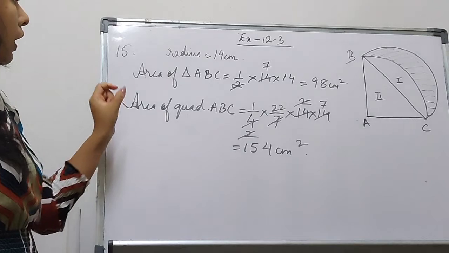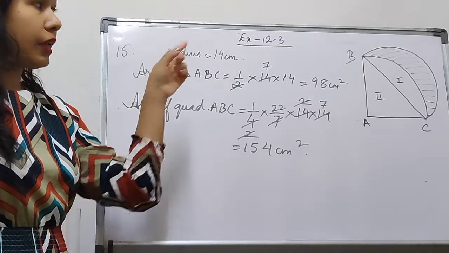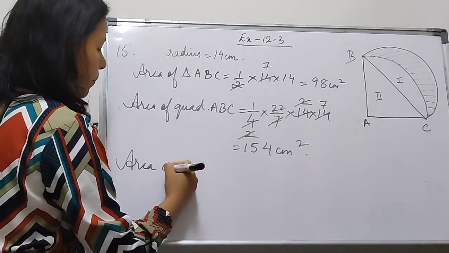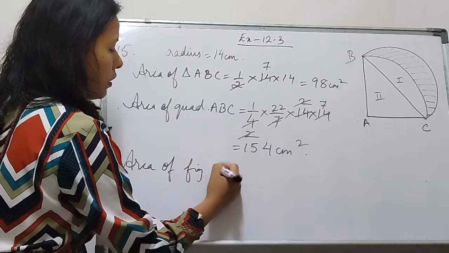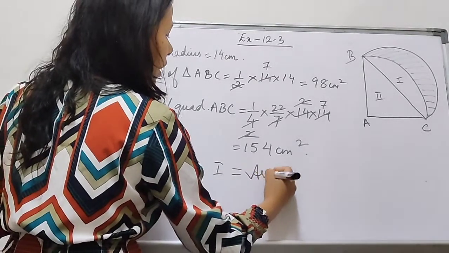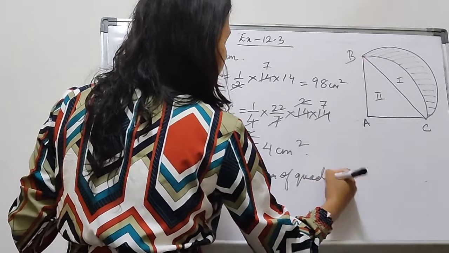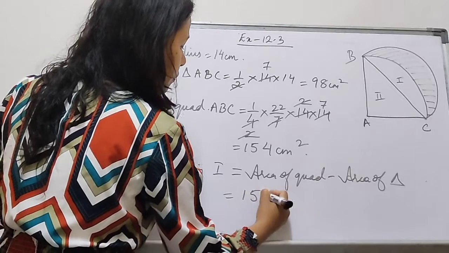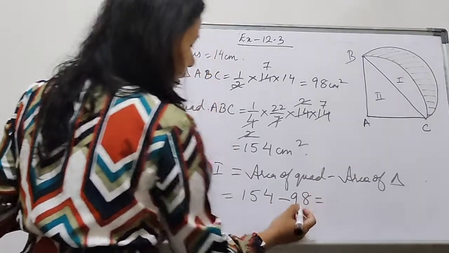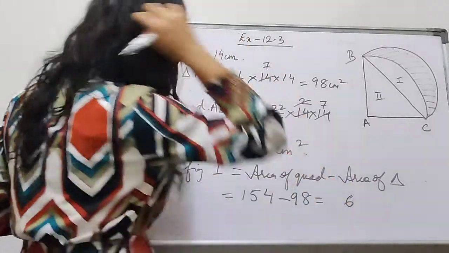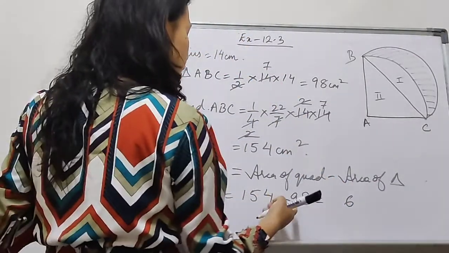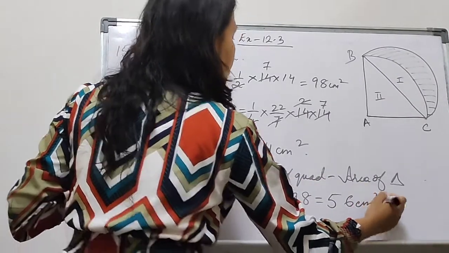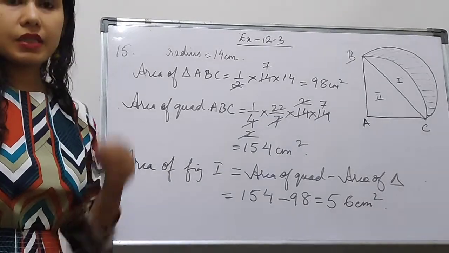So as I told you, we will subtract these two so that we'll get the area of the figure 1. Okay, so I'm just differentiating to make us understand more. Area of figure 1 will be equal to area of quadrant minus area of triangle. Okay, so that will be 154 minus 98. How much will it be? 14 minus 8 is 6, right? Then 14, then 10, 11, 12, 13, 14, 56, I guess. Yes, 56 centimeter square. So area of figure 1 is 56 centimeter square.